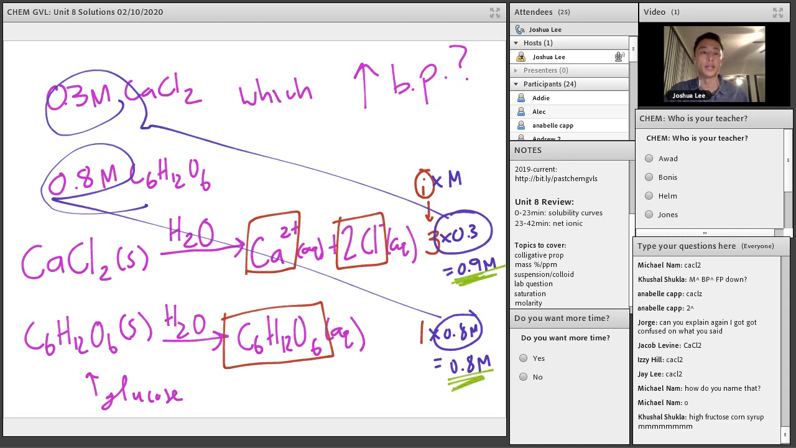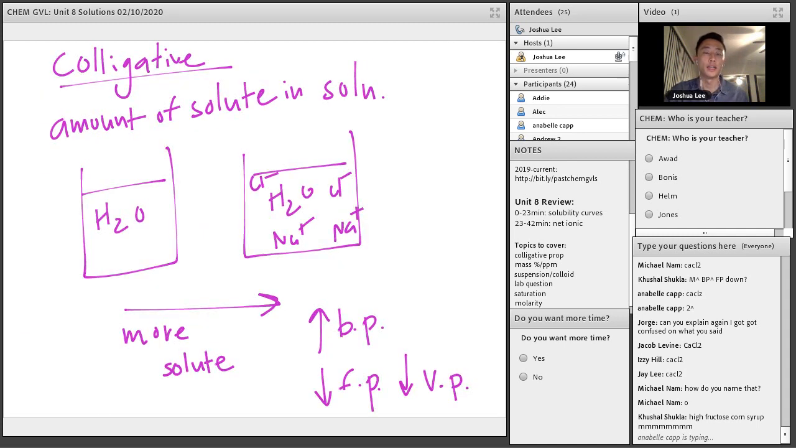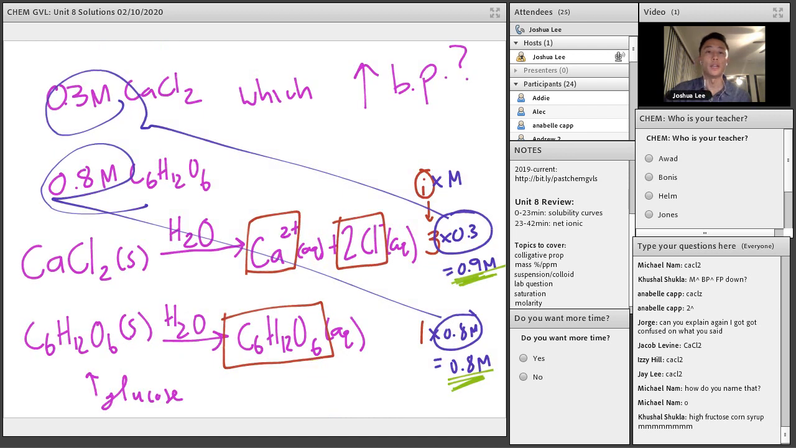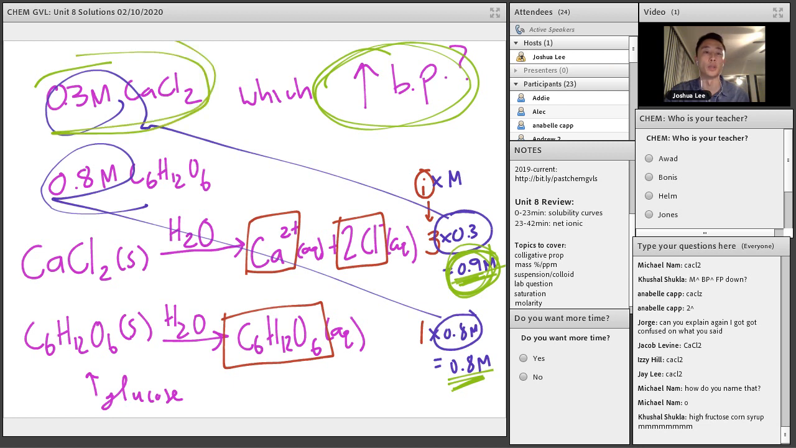Then we go back to our colligative properties. The bigger the molarity, the hotter the boiling point, the colder the freezing point, and the lower the vapor pressure. So if the question was asking, hey, which one's going to have the hotter boiling point, you want to go for the higher molarity. So then you would say, oh, the 0.3 molar calcium chloride would have the higher boiling point.